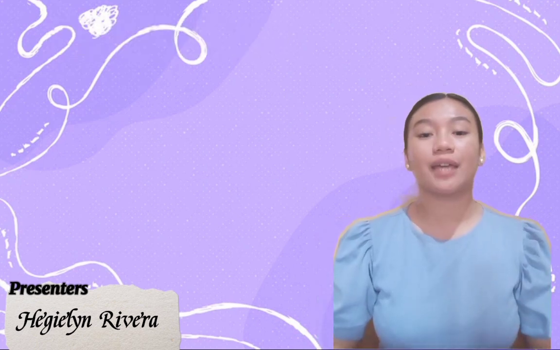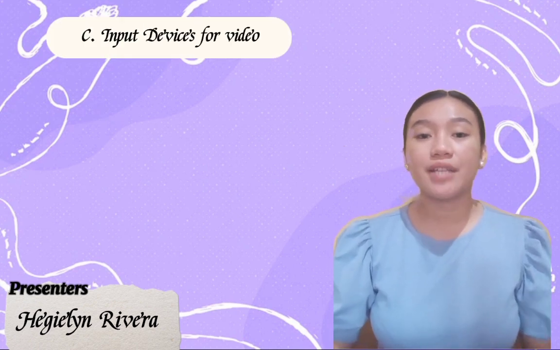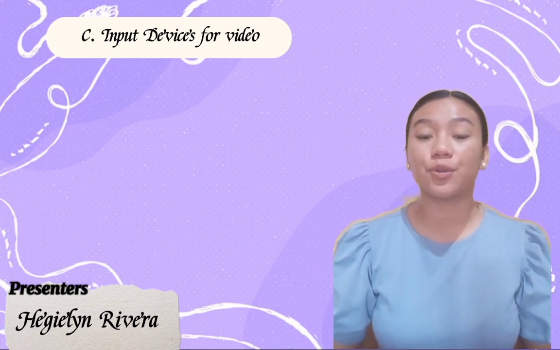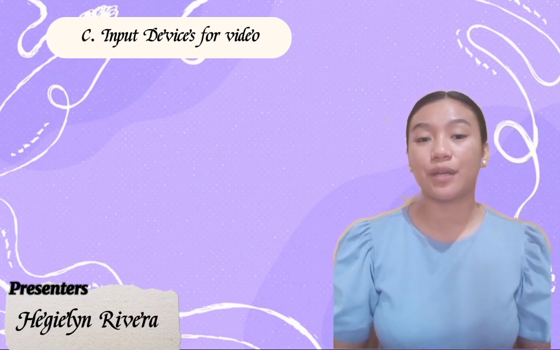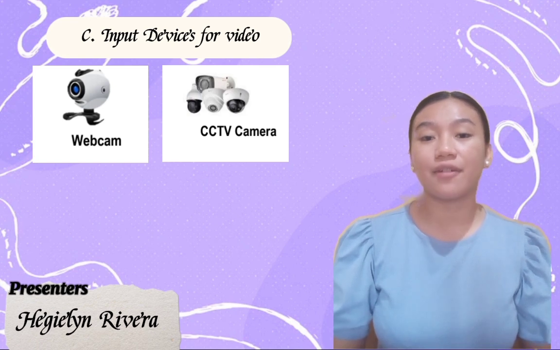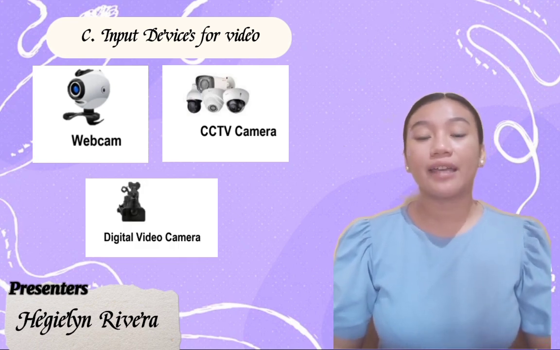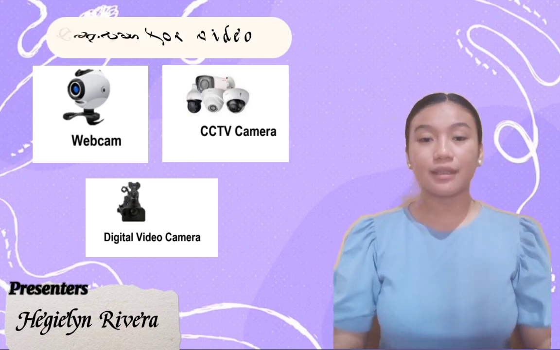The third classification of input devices is input devices for video. When we say video input, these are motion images captured into the computer by special input devices. Examples of input devices for video are the webcam, CCTV camera, and digital video camera. So, those are the input devices for video.